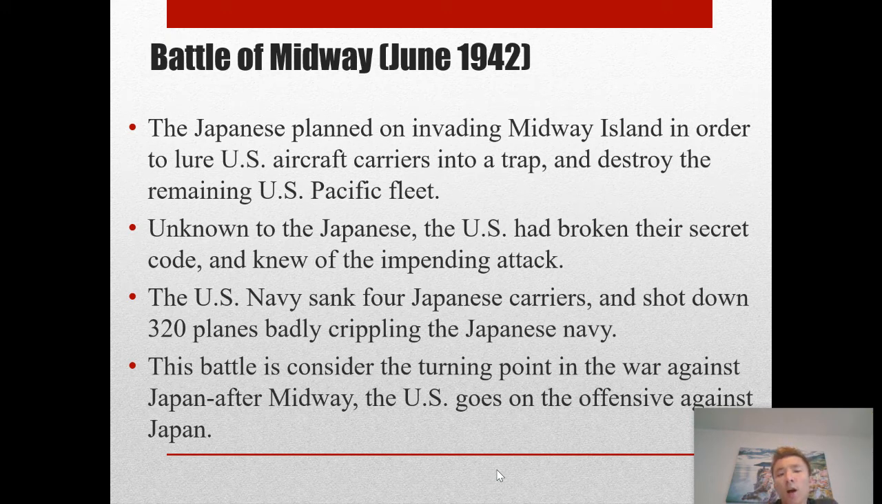So during the Battle of Midway, the United States Navy sank 4 Japanese carriers and shot down 320 planes, which badly crippled the Japanese Navy. And so this battle is considered the turning point in the war against Japan, because after Midway, the United States goes on the offensive against Japan.